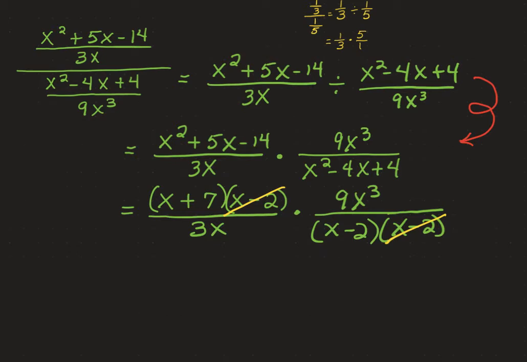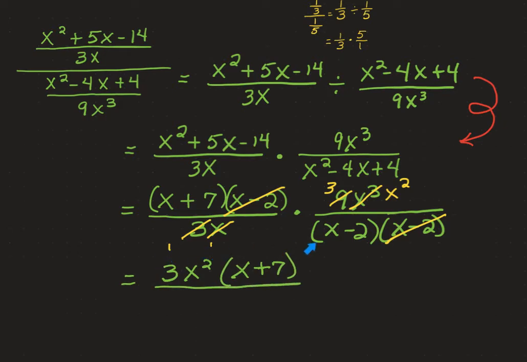Oh, wait, take a look at this. There are other things that can be canceled. There's a 3 in the denominator here, and a 9 in the denominator here, an x here, and an x cubed, which will become an x squared in the numerator. And now I can multiply straight across to get 3x squared times the quantity x plus 7 over 1 times the quantity x minus 2. This method works very well with complex rational expressions such as this.